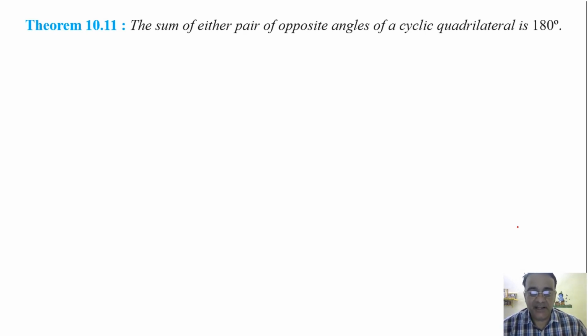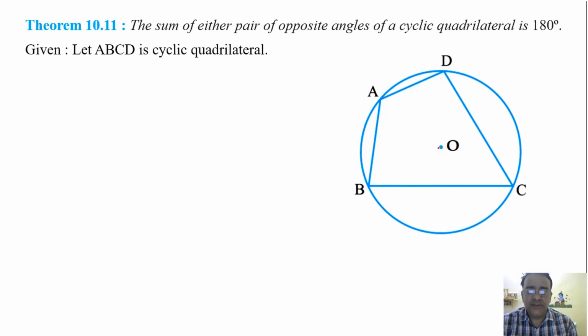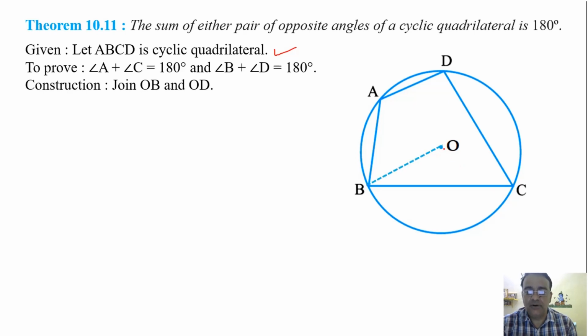So this theorem is also important. If you remember, I explained two methods to prove this theorem. Again, I am going to repeat the two methods. So let us see the first one. Let ABCD be a cyclic quadrilateral given. What we have to prove is that angle A plus angle C is equal to 180, and angle B plus angle D is equal to 180. We have to prove both. So we'll do one construction. We'll join OB and OD, right?